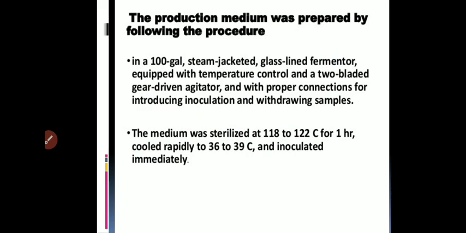Once a proper fermenter is set and the medium, which is thioglycolate medium, is prepared, this medium is sterilized at 118 to 122 degrees Celsius for 1 hour, and after completion of 1 hour it is immediately cooled to 36 to 39 degrees Celsius. At these temperatures, mostly 37 degrees Celsius is preferred. So at 37 degrees Celsius the inoculation is carried out.